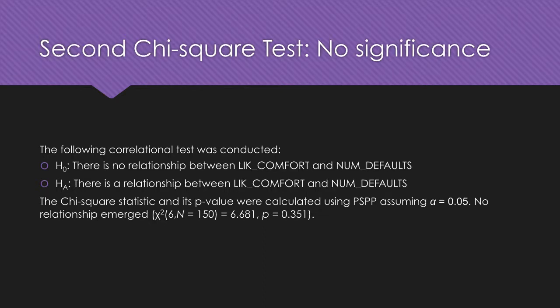In the second test, there was no significance here too. The following test was conducted. The null hypothesis is that there's no relationship between leg comfort and number of defaults, and the alternative is that there's a relationship between leg comfort and number of defaults. The chi-square statistic and its p-value were calculated using the software again, assuming alpha was equal to 0.05, and we found as a result that no relationship emerged.